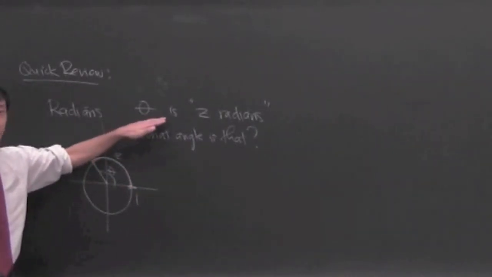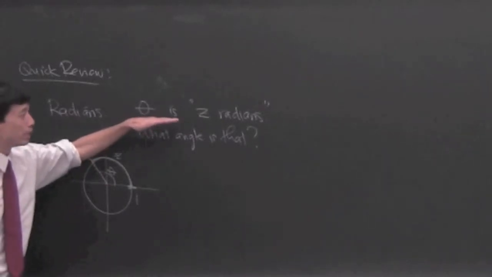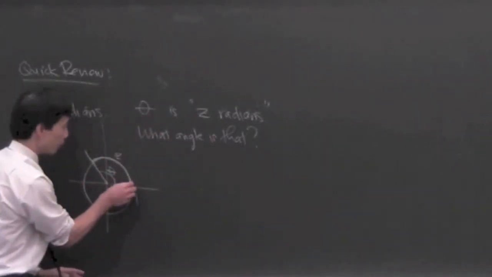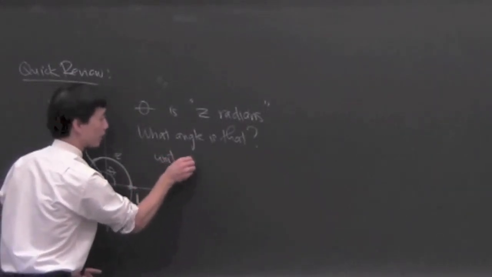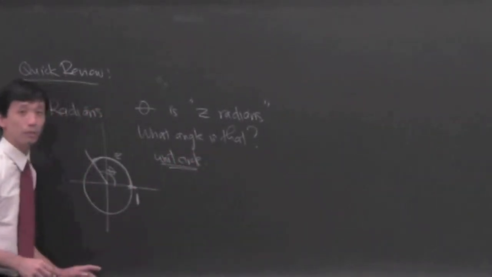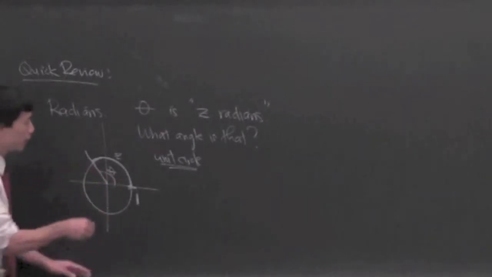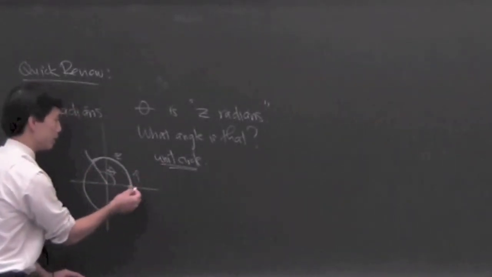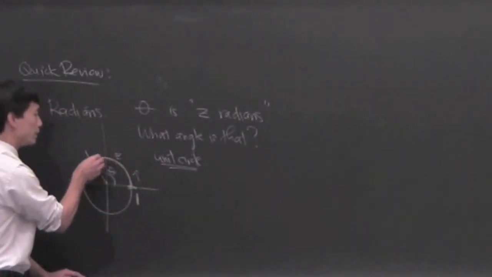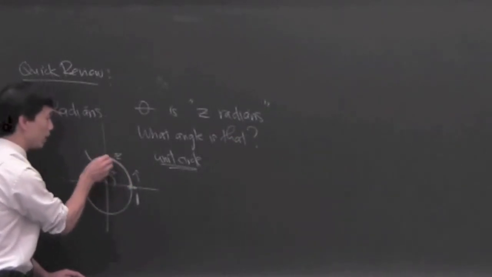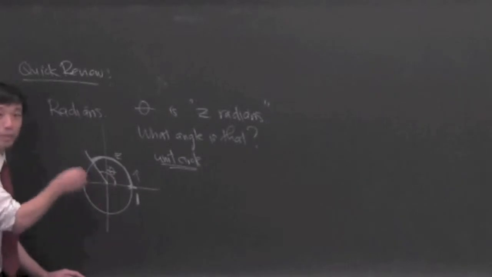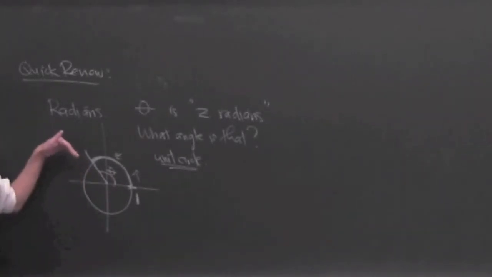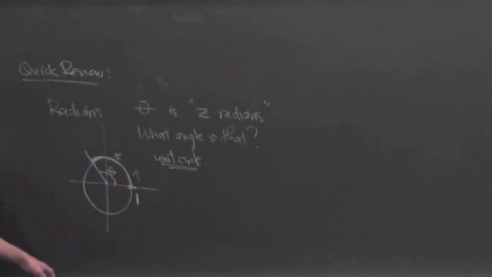So if somebody tells you an angle is z radians, then what angle is that? You go to the unit circle. It has to be the unit circle, otherwise you're going to get the wrong angle. You go to the unit circle, and you start from here, and you go in this direction, and you measure off z, an arc of length z, and the angle that corresponds to that arc is the angle that we call z radians.